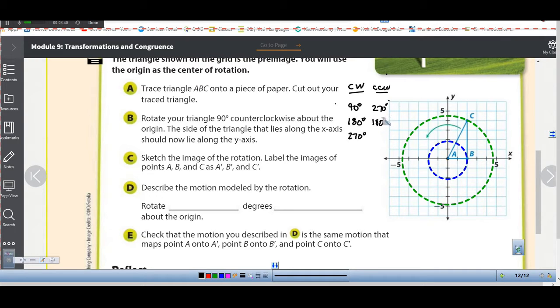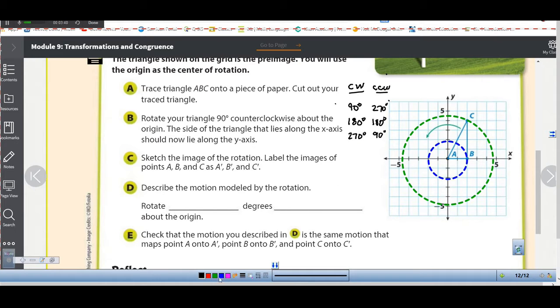180 is the same for both. That's the great thing about 180. And 90 degrees counterclockwise, going this way, would be the same as going 270 that way. All right, so let's take a look and see. Remember, one quadrant is 90 degrees, 2 quadrants is 180, 3 quadrants will be equal to rotating 270 degrees, or rotating 270 degrees is 3 quadrants.